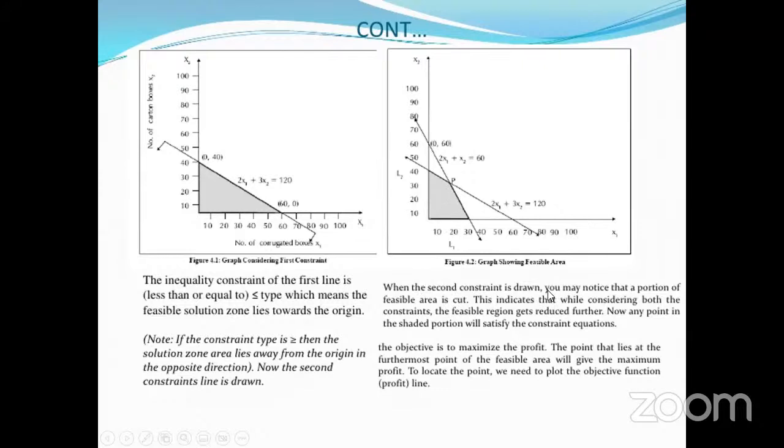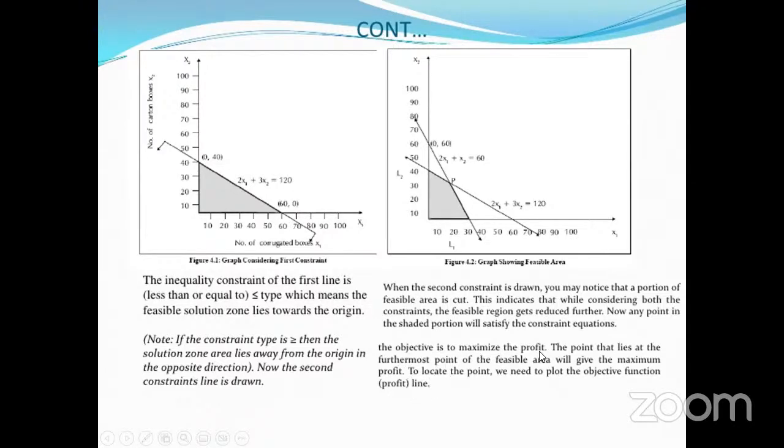When the second constraint is drawn, you may notice that a portion of the feasible area is cut. This indicates that while considering both constraints, the feasible region gets reduced further. Now, any point in the shaded portion will satisfy the constraint equations. Wherever the points are, here is one point, here is another point, here is this. How many points are we getting? This is the origin, 0. Here we can consider A, B, C. These are the 4 feasible points where the objective can be found.